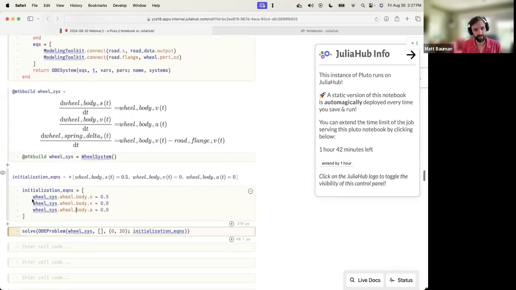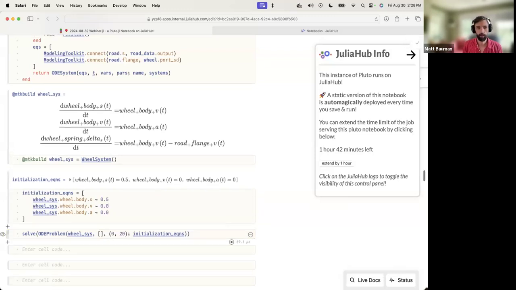So you can dig into the entire system, get your wheel, the system of the wheel and the road, and then grab the wheel and the location of the mass on that wheel, and then the position and the velocity and the acceleration. So it's a deeply nested problem, but it's nice to be able to know exactly what component you're working with, and it's all named here. So then we can solve this ODE problem here with those initial values.